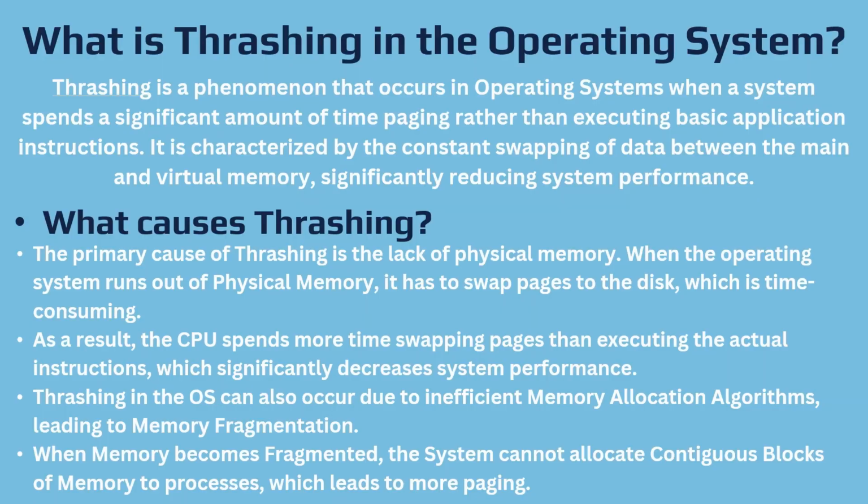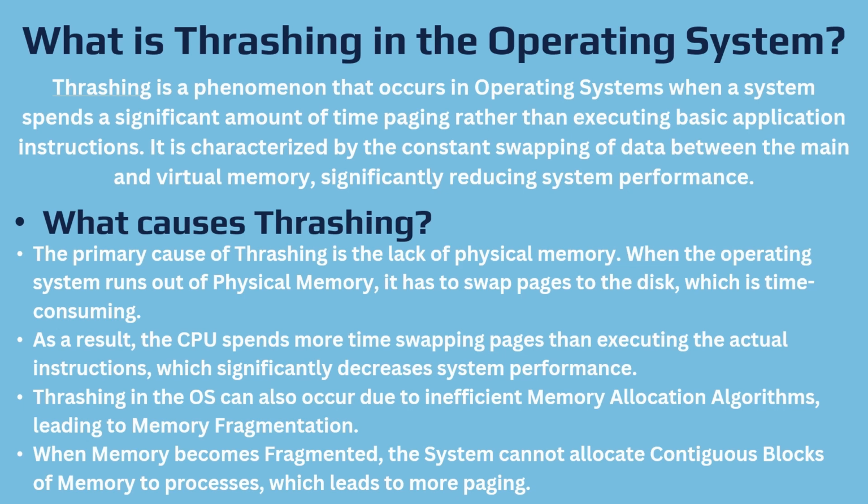Now let's discuss what thrashing is in the operating system and what exactly causes thrashing. Thrashing is a phenomenon that occurs in the operating system when a system spends a significant amount of time paging rather than executing basic application instructions. It is characterized by the constant swapping of data between the main and virtual memory, significantly reducing system performance.